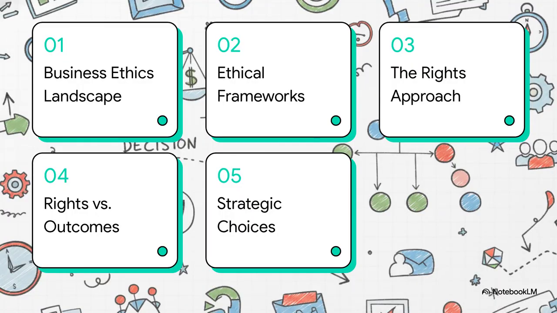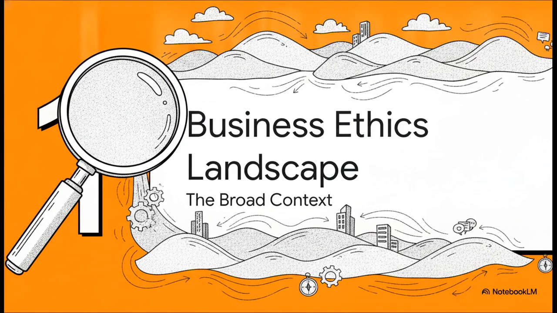Okay, here's our roadmap. We'll start with the business ethics landscape, then look at 5 ethical decision-making frameworks before zooming in on the rights approach. Finally, we'll explore the conflict between rights and outcomes and how to actually make the strategic choice. First up, the business ethics landscape, establishing the broad context.